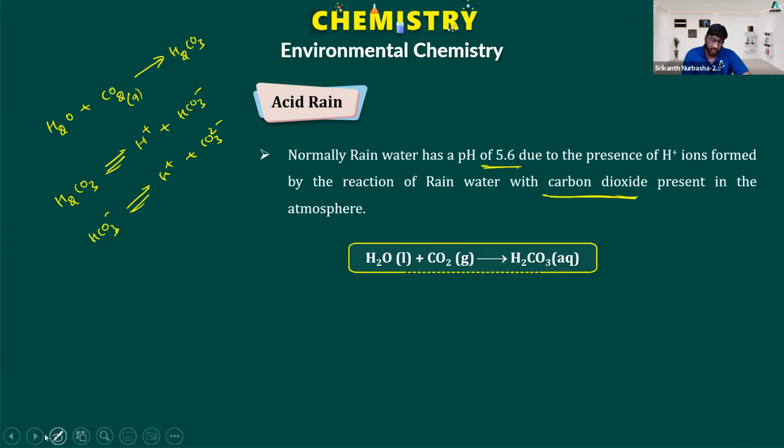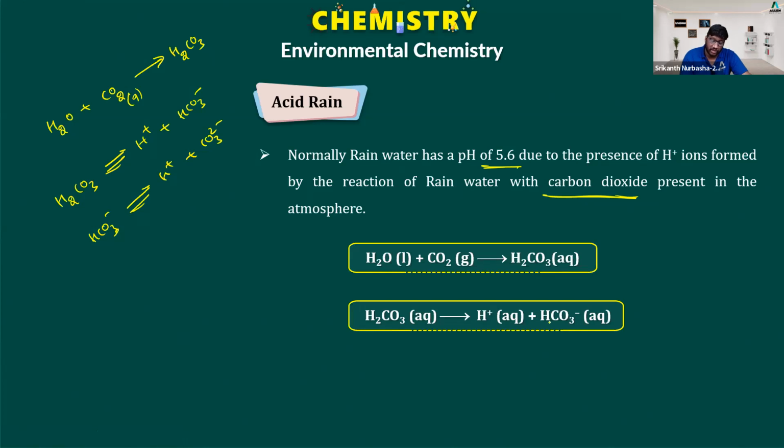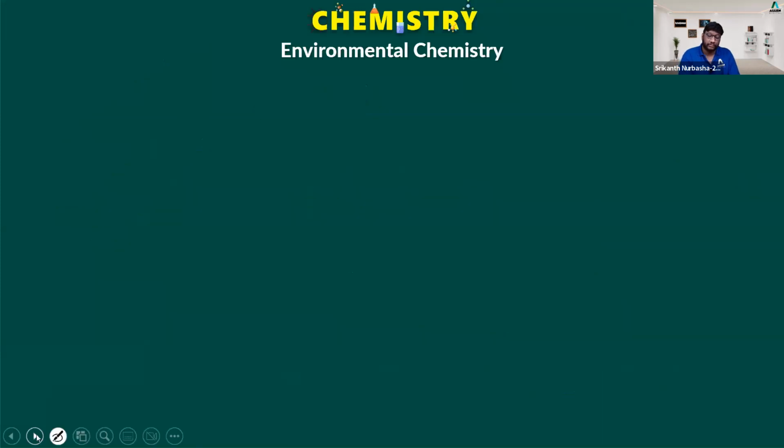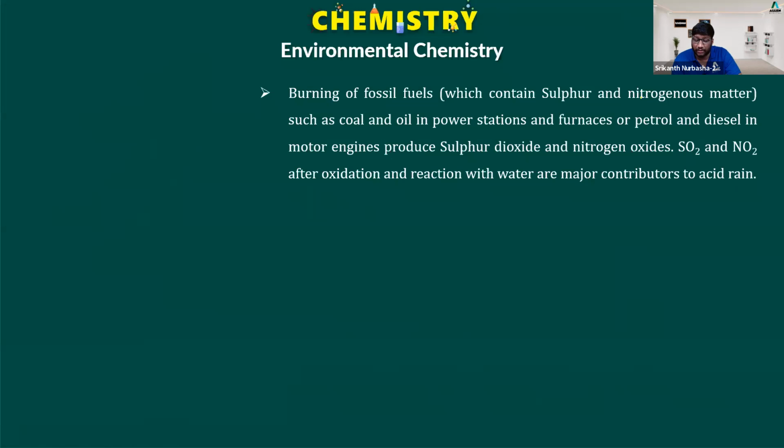H2O plus CO2 gives H2CO3. H2CO3 gives H+ and HCO3- ions. When the pH of rainwater drops up to 5.6, it is due to H2CO3. But if the pH of the rainwater falls below 5.6, it is said to be acid rain. Burning of fossil fuels which contain sulfur and nitrogenous matter, such as coal and oil in power stations and furnaces, or petrol and diesel in motor engines, produces sulfur dioxide and nitrogen oxides. SO2 and NO2, after oxidation and reaction with water, are the major contributors to acid rain.